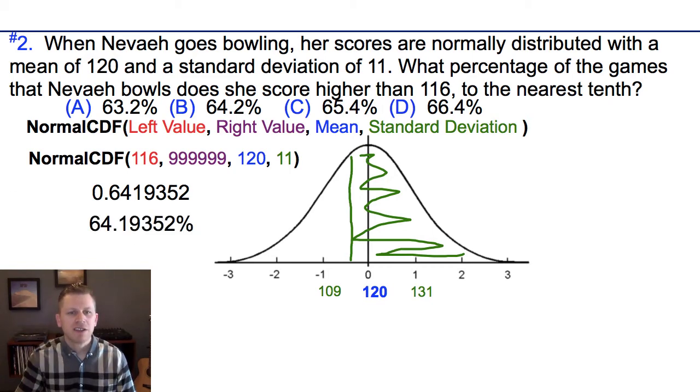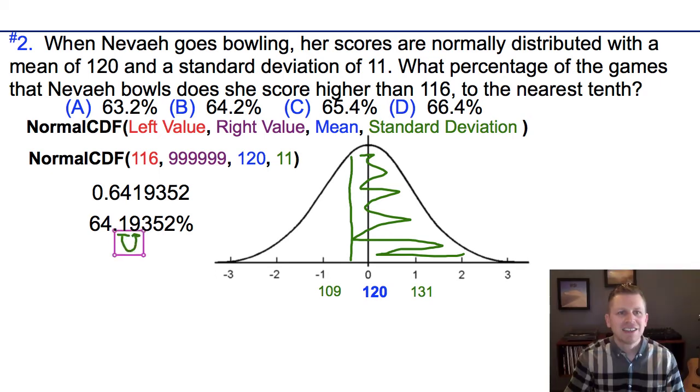Now we need to round this to the nearest tenth. If I look at the 1, that's the tenth digit. I look at the 9 and decide, is this greater than or equal to 5? It is, so I'm going to round the 1 up rather than keep it the same, and I get 64.2%.